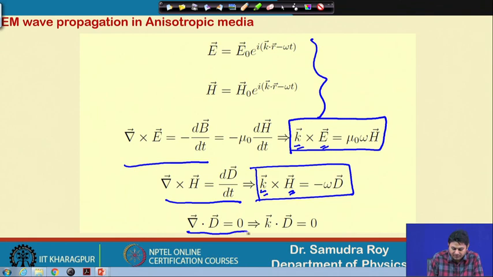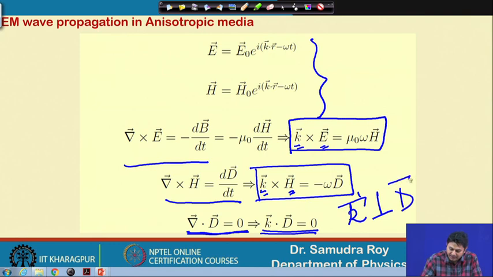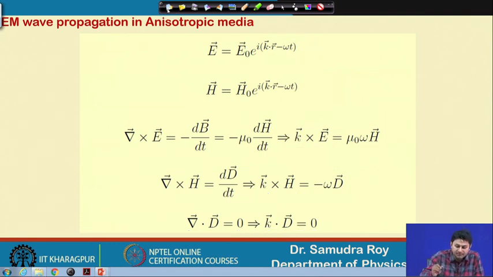Another equation, this is the first Maxwell's equation we have. From this Maxwell's equation we have a very important outcome: k and D are related by k dot D equal to 0, that means k and D are perpendicular. So, we have k perpendicular to D. So, the k vector is perpendicular to D. So, a few pieces of information we have.